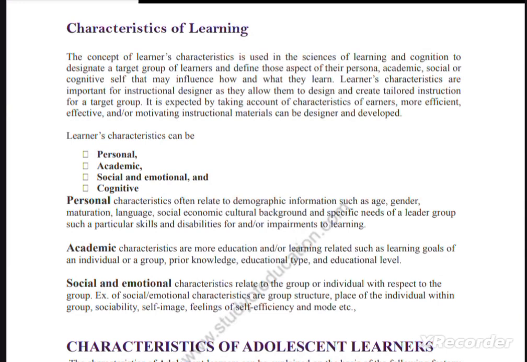In the case of academic, we see the prior knowledge, the educational type, and the learning goals that we can study. And in the case of social and emotional characteristics, we may relate to the group or to the individual. Examples are group structure, self-image, feelings of self-efficacy, and mood. So these are the most important characteristics of learning.